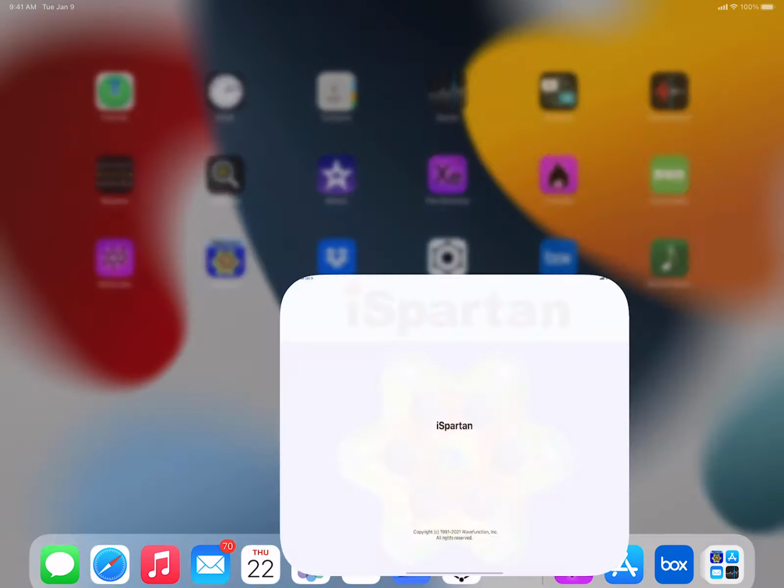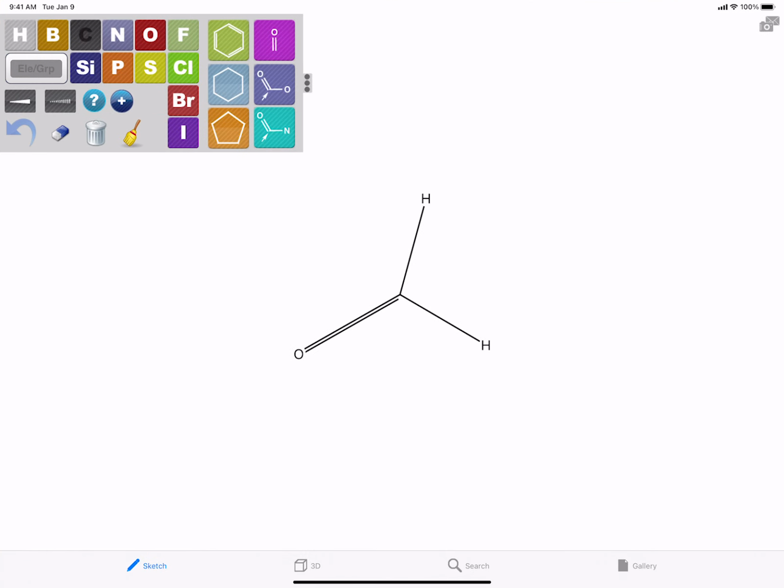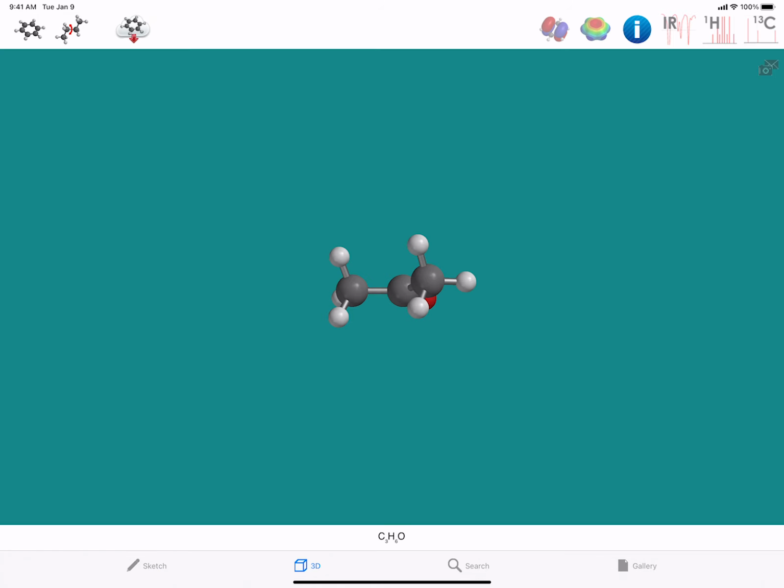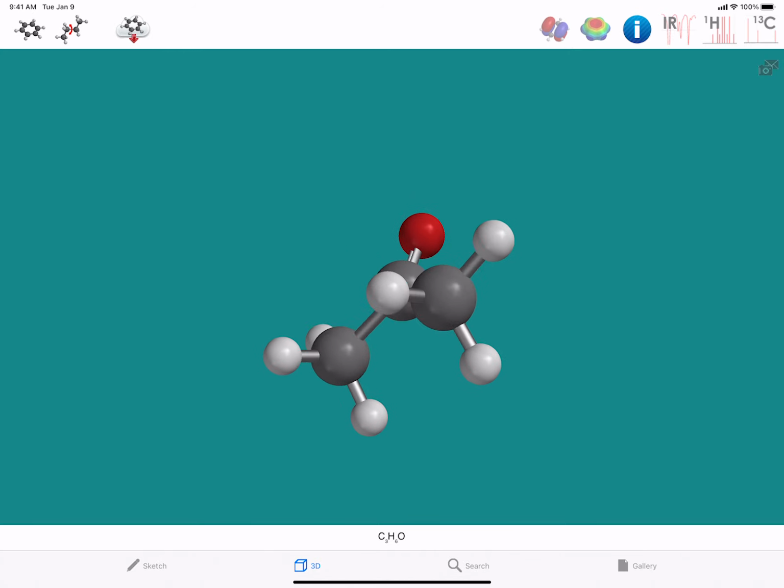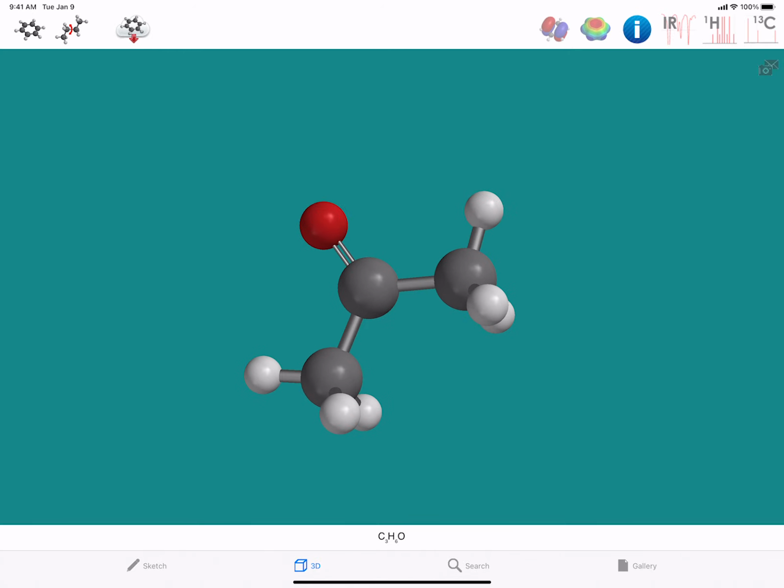So I'm just going to draw a simple carbonyl compound that has two methyl groups adjacent to the carbonyl carbon. This is acetone. You can see the carbonyl oxygen. There's no laser pointer on this. That's the carbonyl carbon, but I can't reach the carbonyl oxygen. That's so cool. I love that.